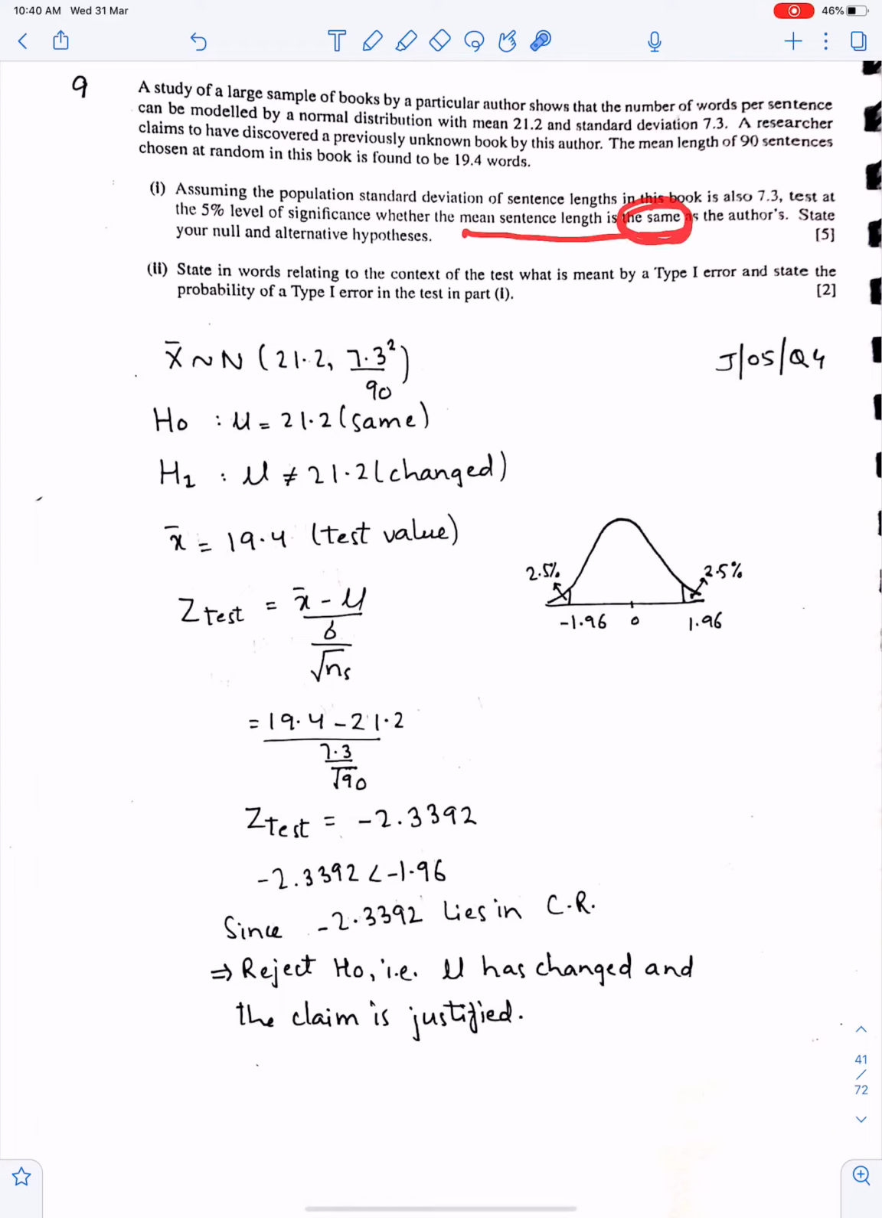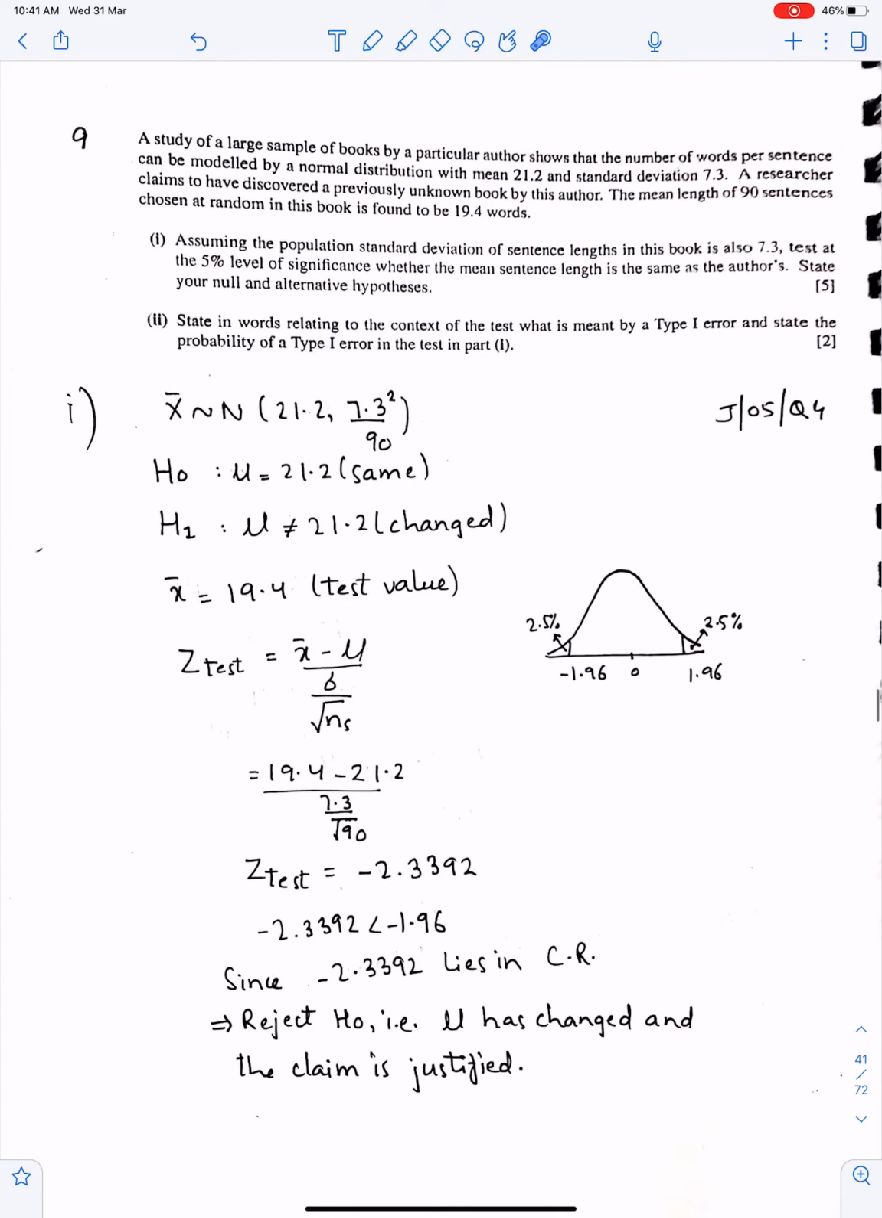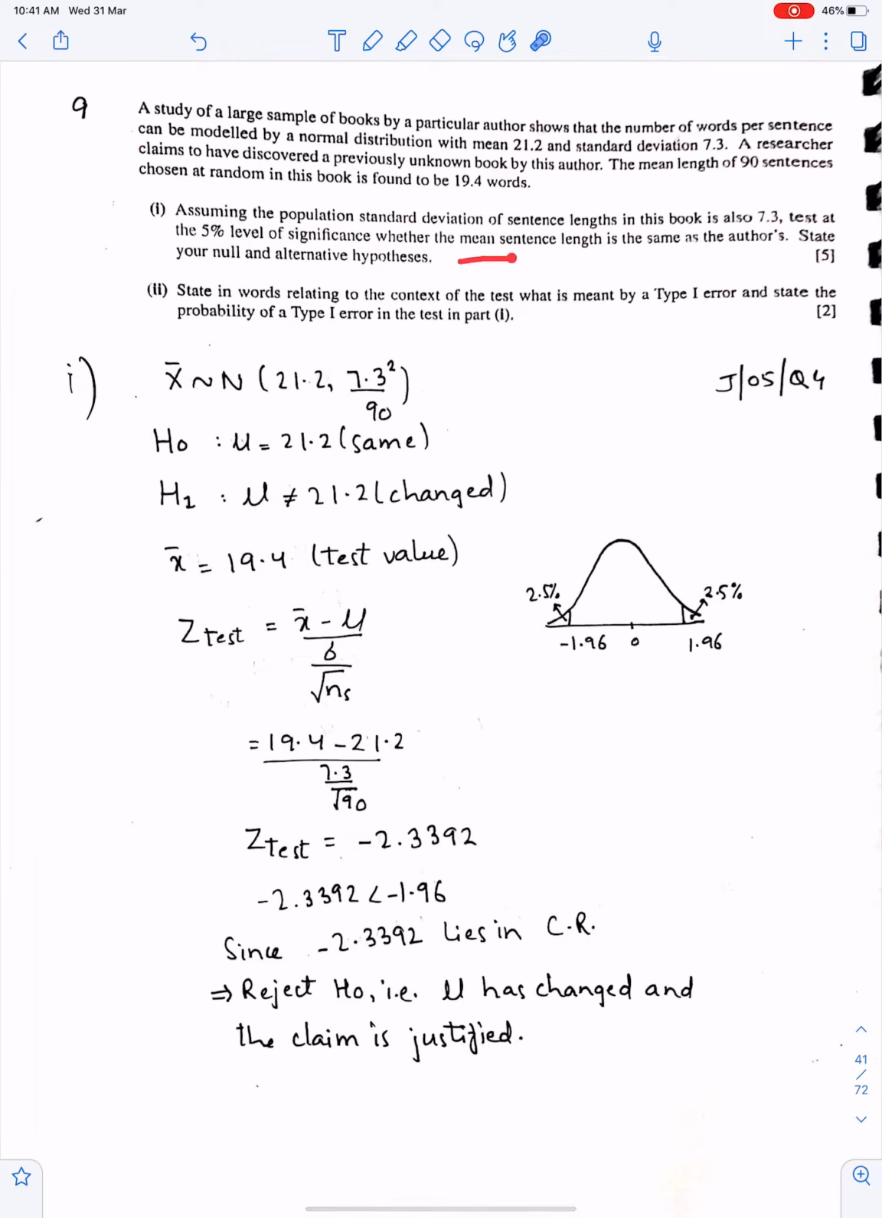That means same or change. Same or change, so it is a two-tailed test. Null hypothesis done, relating to the context of the test, and carry out the test as well. So the first part is this. We just need to check whether this test value lies in the critical region. Where is the test value? This is the test value, 7.3.